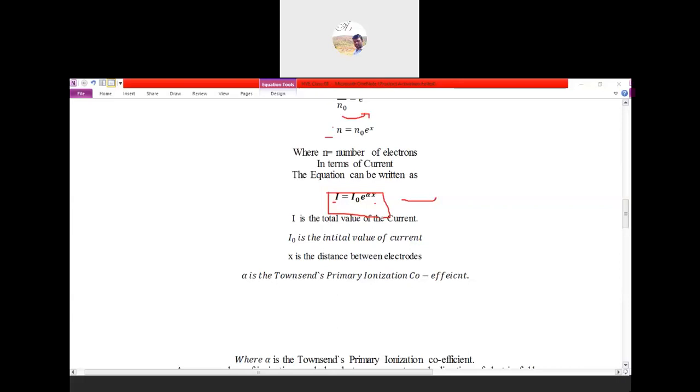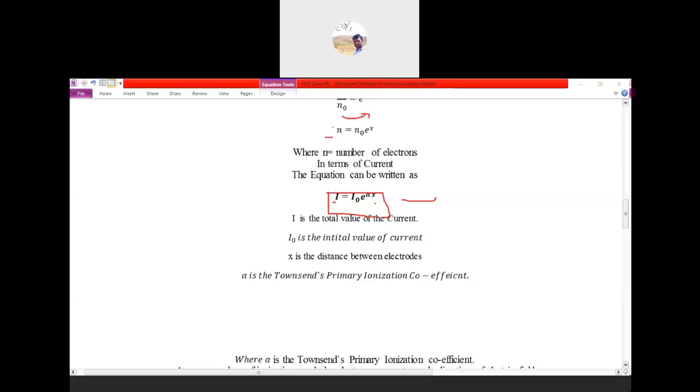What about the second equation? Here it is the number of electrons per second. If we take this equation as the current, we get the equation I is equal to I naught e power of alpha d divided by (1 minus gamma (e power of alpha d minus 1)). This is the simplified equation.